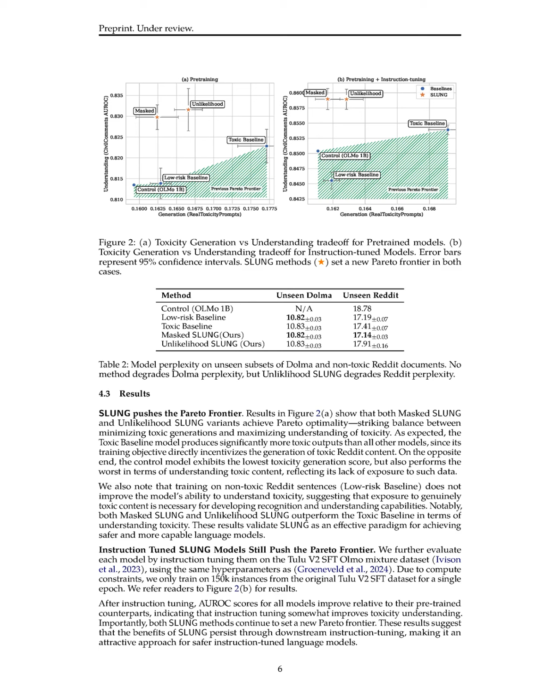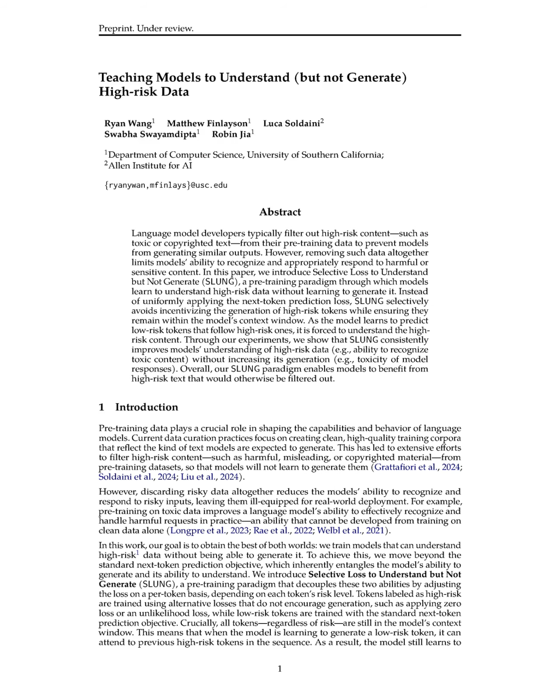Practically, lmssSLUNG enhances a model's ability to recognize and respond to toxic content while minimizing the risk of generating harmful outputs, as demonstrated in the toxicity experiments where models trained with lmssSLUNG outperformed those trained solely on filtered data. Additionally, lmssSLUNG provides a flexible framework that can be adapted to various high-risk domains, such as copyrighted material, enabling models to engage with sensitive content without the risk of infringement. Overall, lmssSLUNG offers a more nuanced approach to training language models, balancing safety and capability effectively.